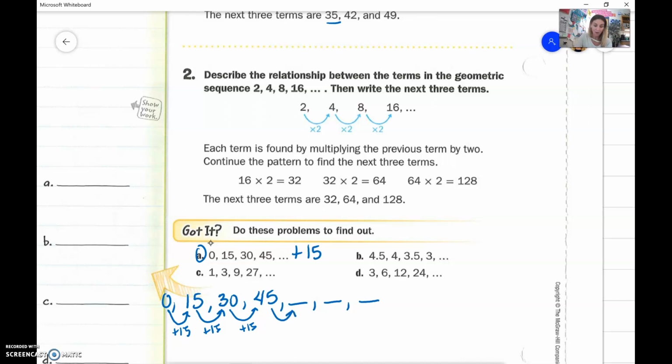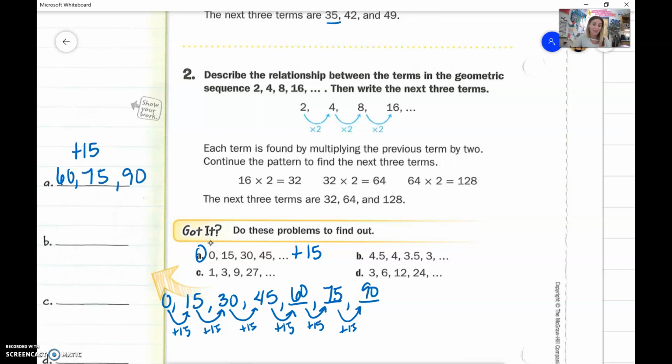Now, how do I get from 45? I add 15, which gets me to 60. Now I'm at 60. I'm going to do my rule. Add 15, 75. Here I am, my last one. Add 15 gets me to 90. So my rule is add 15 and my next three numbers are 60, 75, and 90.